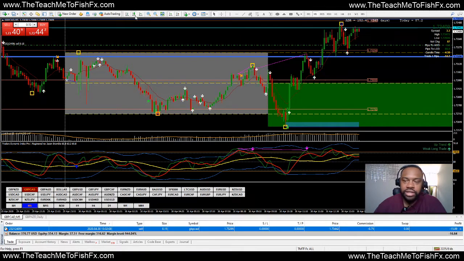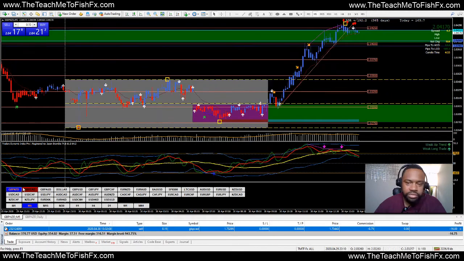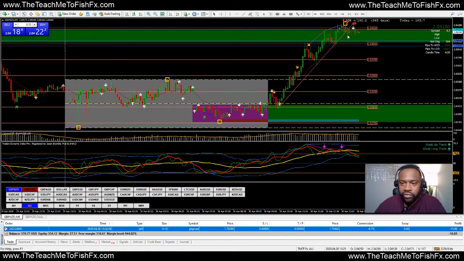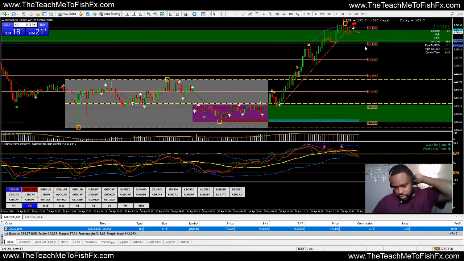But again, I typically like to watch market structure. So GBP NZD, and this one sets up for us while I'm still on live with you guys. I'll take it once this area has been broken.